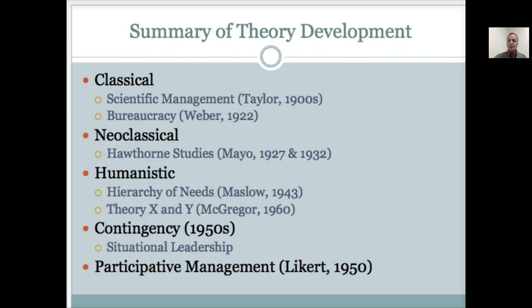McGregor identified two contrasting perceptions that managers have towards their employees, Theory X and Theory Y. Theory X states that employees are lazy, hate to work, and need to be closely supervised and punished as necessary. Theory Y states that employees basically like to work, they desire to be productive, and they merely need the caring guidance of supervisors to maximize production.